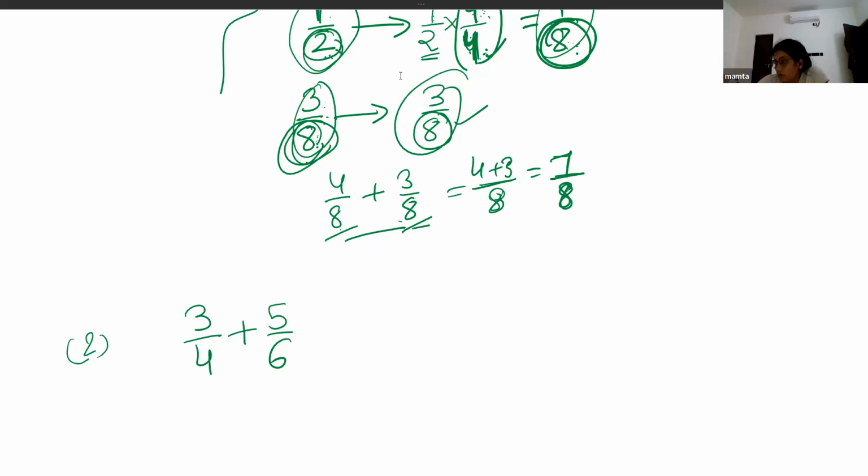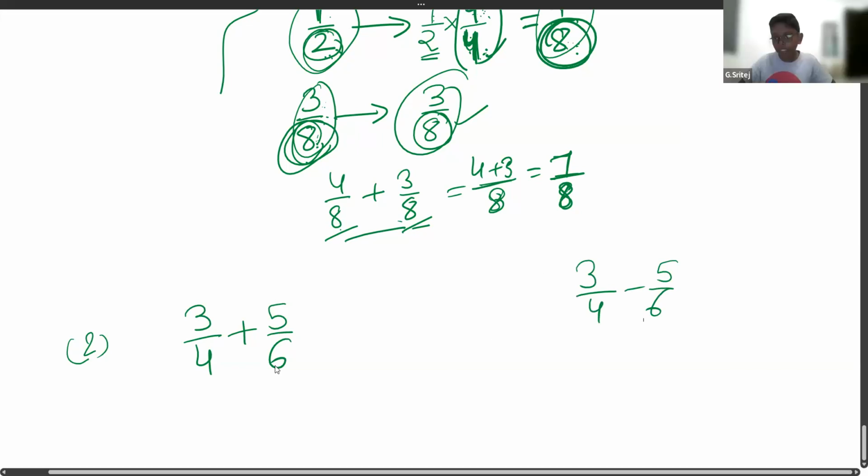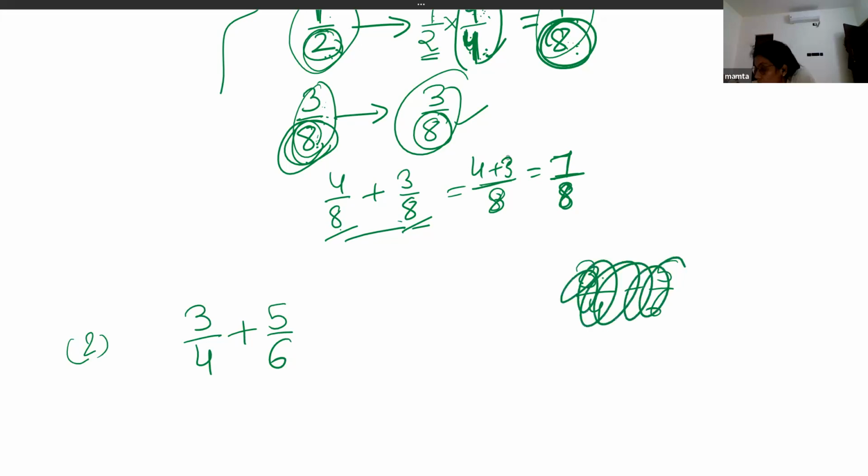Very good. Now, Sritej, if I say subtract them, then what is the answer? Ma'am, we need to do the same thing, but we just have to minus. Yes, correct. Okay, Adrit, the answer is not correct.